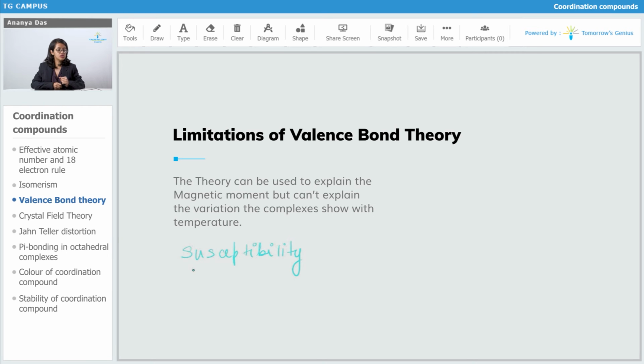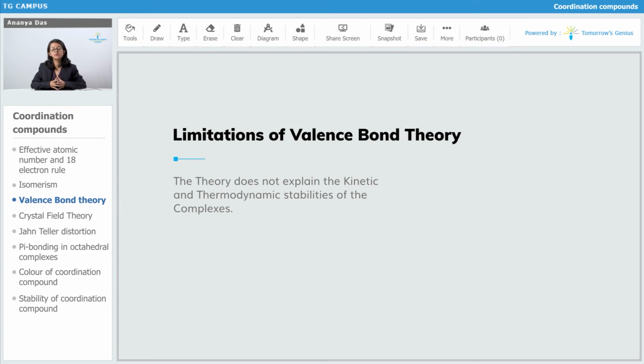Now let's come to the third limitation. The valence bond theory cannot explain the kinetic and the thermodynamic stabilities of the complexes. So this brings us to the question, what are kinetic and thermodynamic stabilities? If a complex is thermodynamically stable against a reagent, that means the complex is not going to react with that reagent. If a complex is kinetically stable with a reagent, that means the complex is going to react with the reagent, but it is going to take a long time.